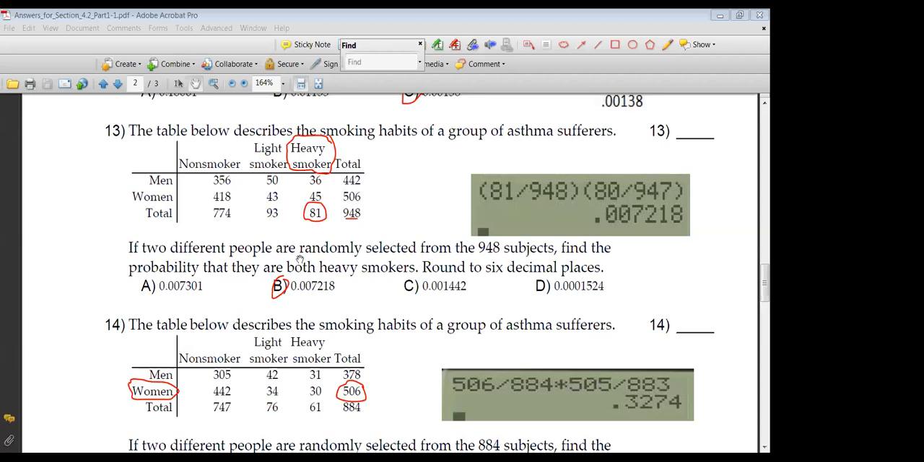All right, what's the probability if I select two people at random out of the 948 total that they're both heavy smokers? Well, first time out, there's 81 out of 948. I pull that person out of the group. Second time I go to pick a heavy smoker, I've only got 80 heavy smokers out of a total of 947. If I were to do it again, it'd be 79 out of 946. You get the idea. Here again, for illustration purposes, I've used parentheses. You wouldn't have to. The calculator knows order of operations.